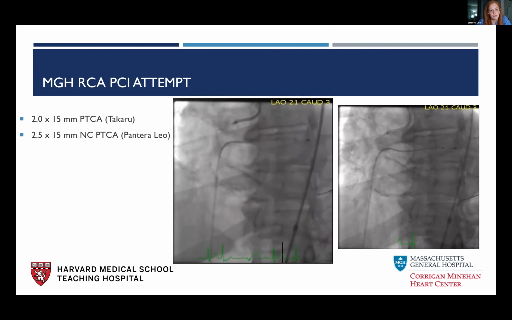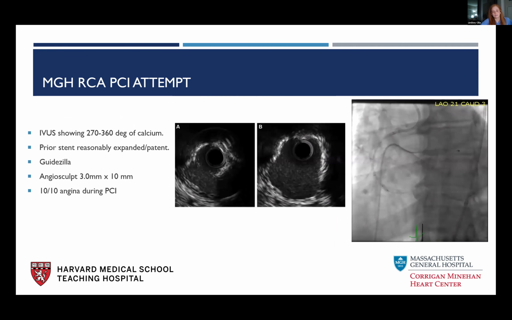Yeah, so then we ended up ballooning with the TOC. We were able to cross through a TOC with a TOC after atherectomy, and then we ballooned with an NC Pantera Leo 2515. And again, IVUS did show almost 360 degrees of calcification. The prior stent actually was reasonably expanded and patent. We decided that we did want to use a scoring balloon before stenting, an AngioSculpt 3.0. We tried to pass that, and we did have difficulty even with the Grand Slam. So we used a Guidezilla, and with the help of the Guidezilla, advancing it pretty deeply, we were able to deliver the AngioSculpt for further plaque modification.